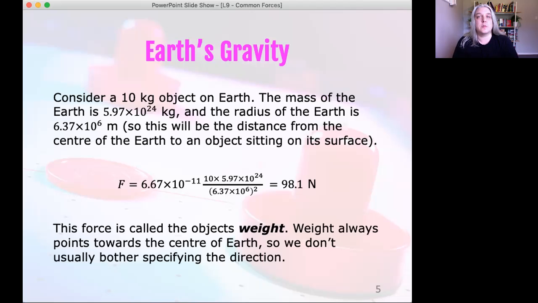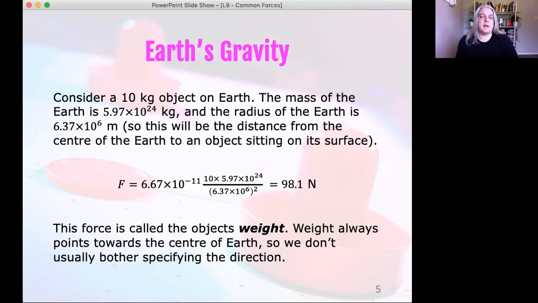Weight always points towards the center of the Earth. It's a force, so it is a vector. We don't usually bother specifying the direction for that reason. The direction of the weight force is what determines up and down in our everyday language. That's how we know what down is. It's the direction that things are attracted due to the gravitational attraction with Earth. That's what defines up and down. So we don't normally bother specifying the direction of something's weight force. We know that that is straight down towards the Earth's center.